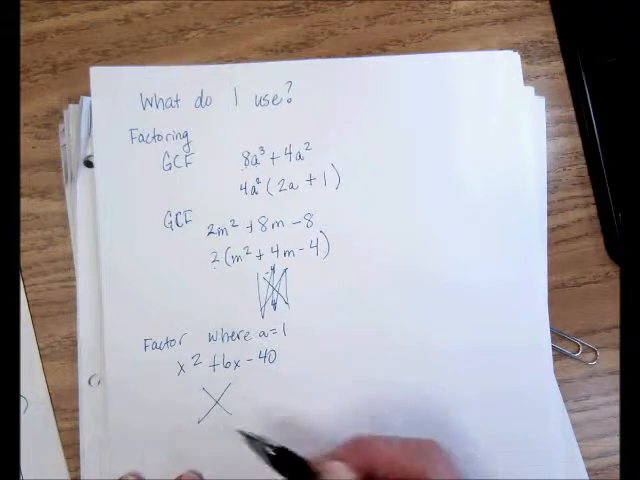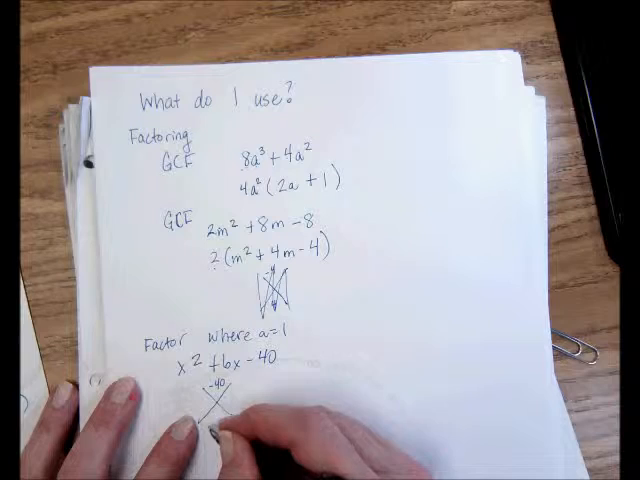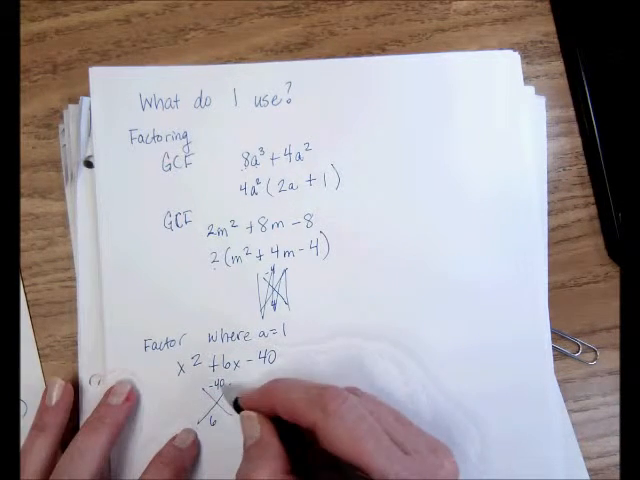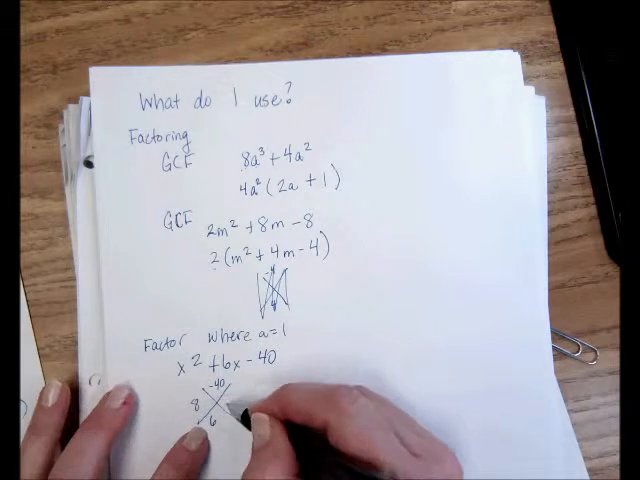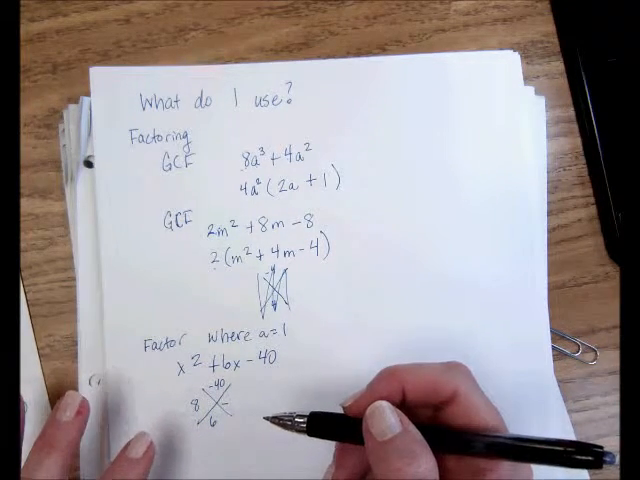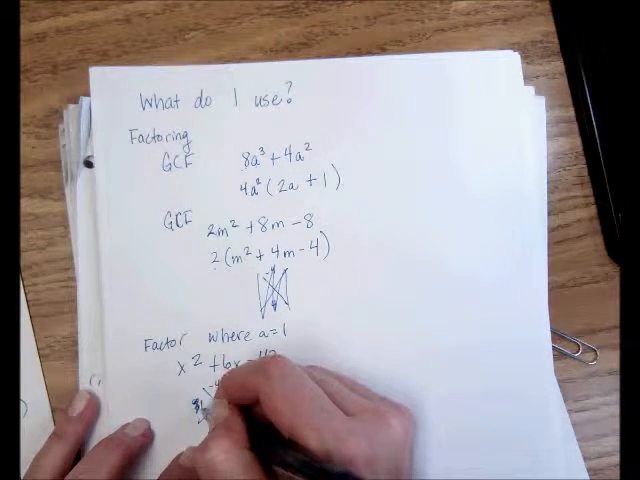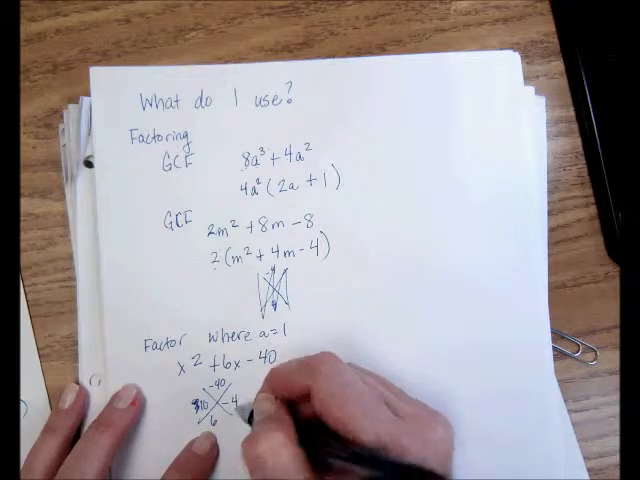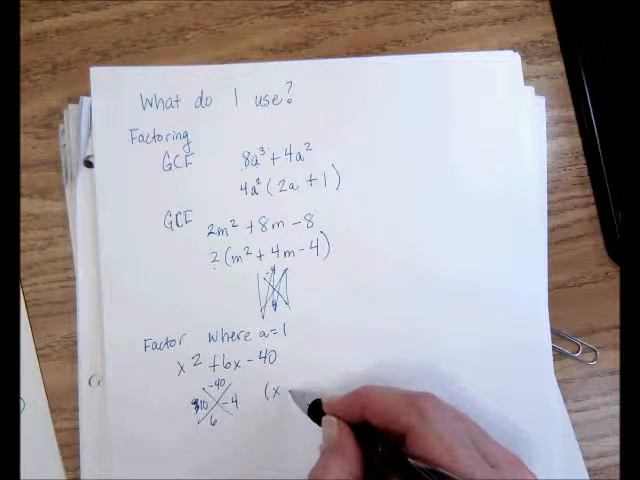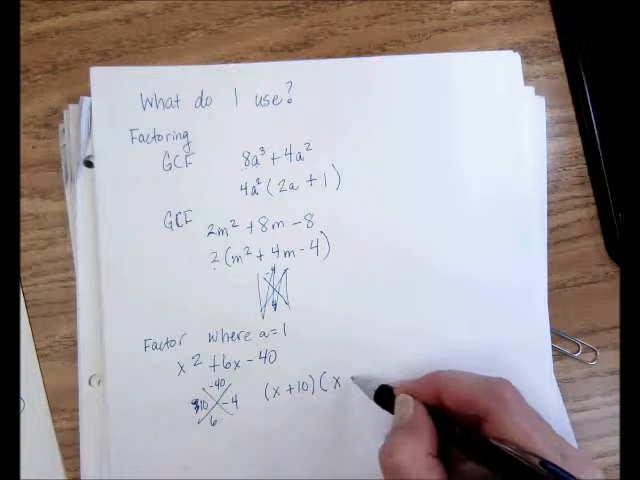So I can see, can I use the x factor? I do negative 40, and down here it's 6, because that's my b value. This is a times c. So what two factors of negative 40 can add up to be 6? I need 10 and negative 4. So in this case, if I was asked to factor, I would say x plus 10 times x minus 4.